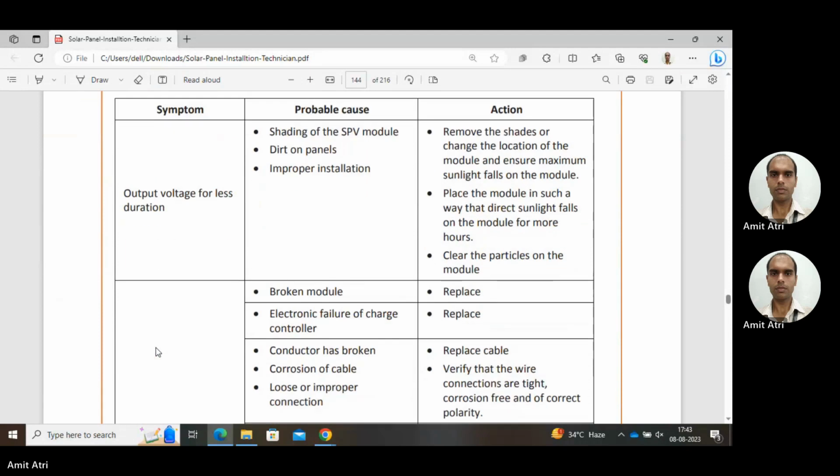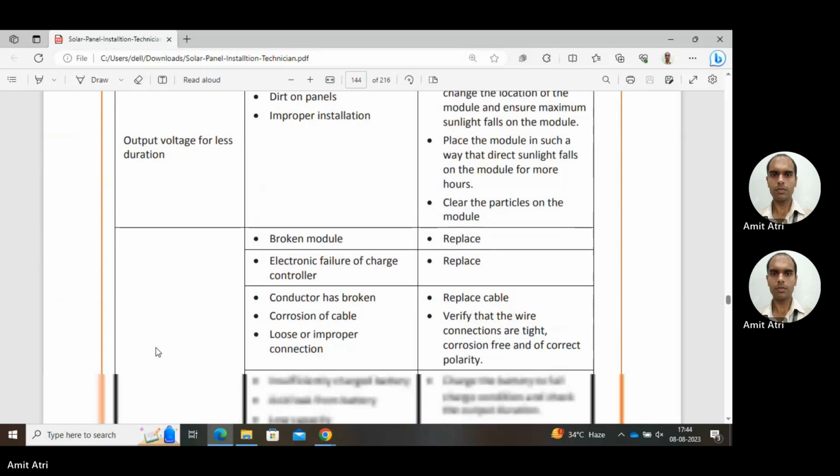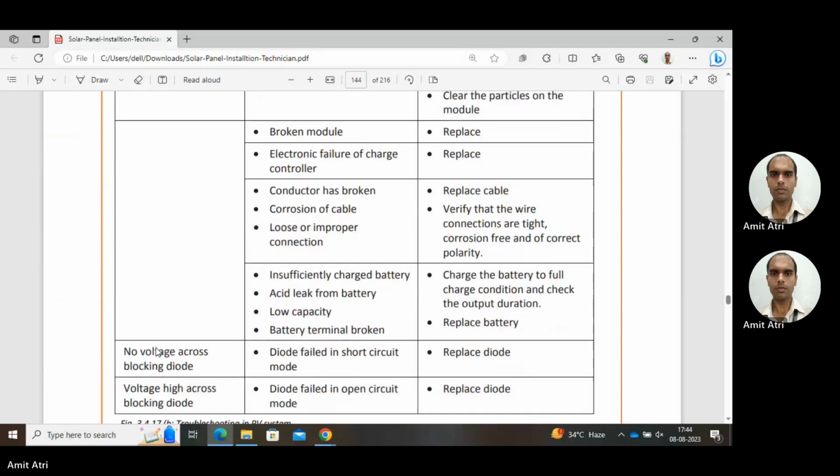So the next fault or symptom is output voltage for less duration. That could be due to shading. So the same action can be taken: remove the shades or rearrange the position of the panels. Then dirt on the panel, then we need to clean it. Improper installation, so we need to reinstall the panel in a proper position so as to get maximum sunlight. Then if the module is broken or the charge controller is not working, we need to replace whichever is not working. Then conductor broken, the same thing which we studied in the previous issue.